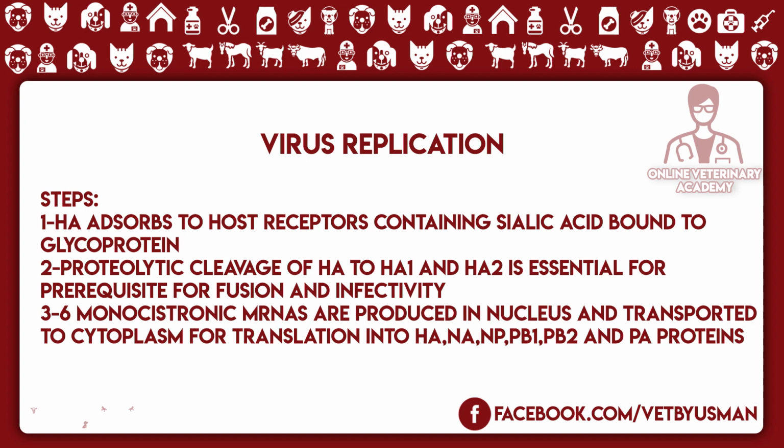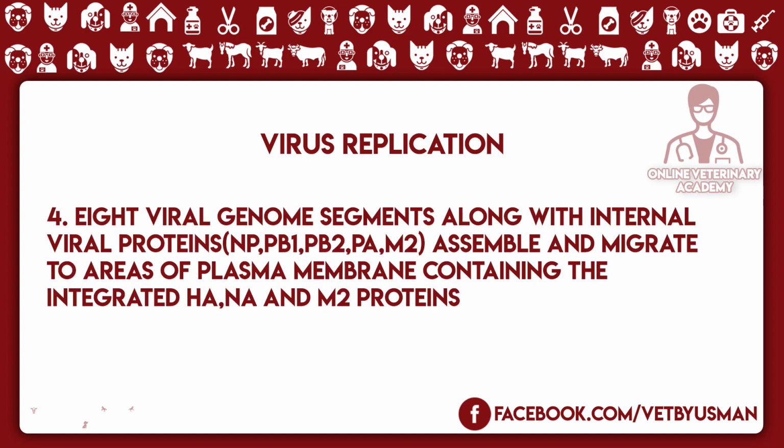Step 3. Six monocistronic mRNAs are produced in the nucleus and transported to the cytoplasm for translation into HA, NA, NP, PB1, PB2 and PA proteins. Step 4. Eight viral genome segments along with internal viral proteins NP, PB1, PB2, PA, M2 assemble and migrate to areas of the plasma membrane containing the integrated HA, NA and M2 proteins.